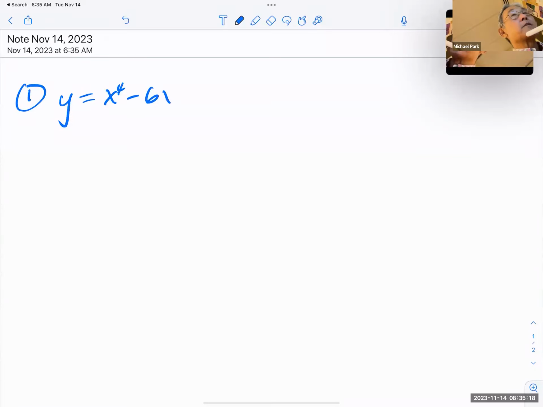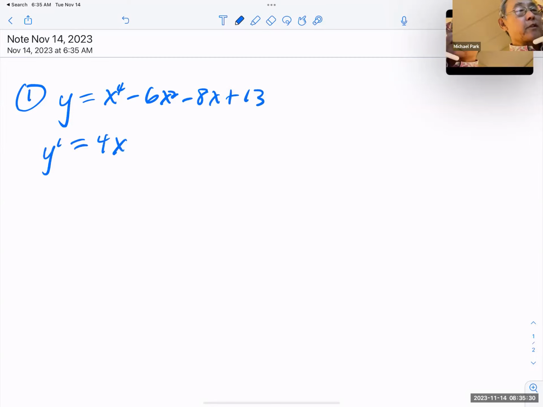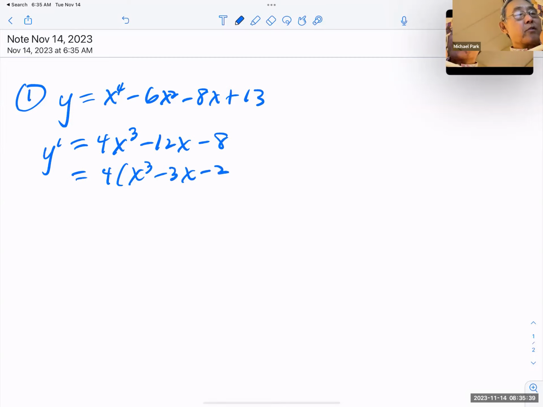All right, number one. y equals x to the fourth minus 6x squared minus 8x plus 13. Graph, showing all maximum, minimum, and inflection points. All right, so we need to compute the first derivative: 4x cubed minus 12x minus 8. Factor out the 4: x cubed minus 3x minus 2.